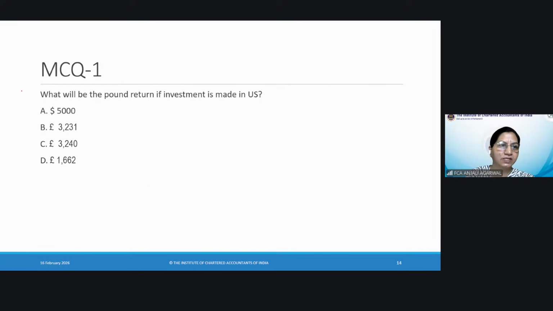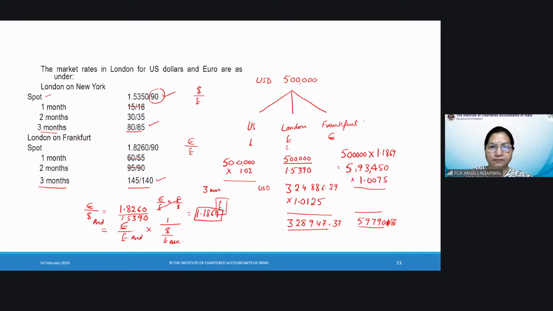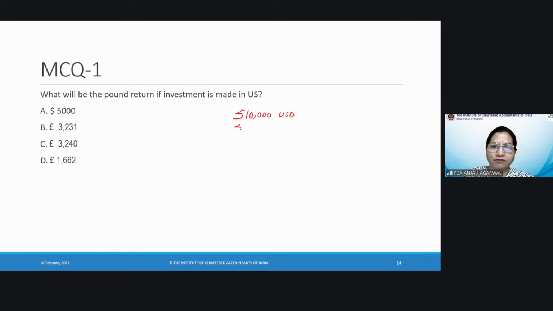So the first question is, what will be the pound return if investment is made in USA? If investment is made in USA, you will end up getting 510,000 USD, right? 500,000 into 1.02. But you will also have to pay 1% cost for 3 months. So this is your cost. So ultimately you end up having only $5,000.